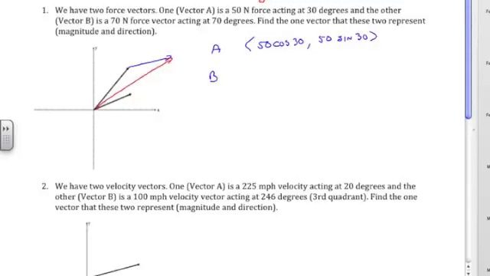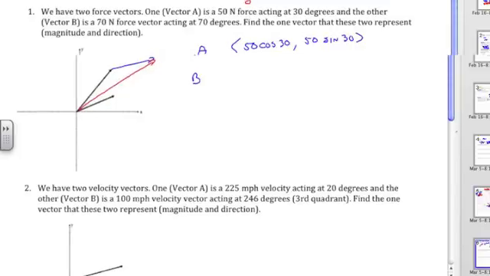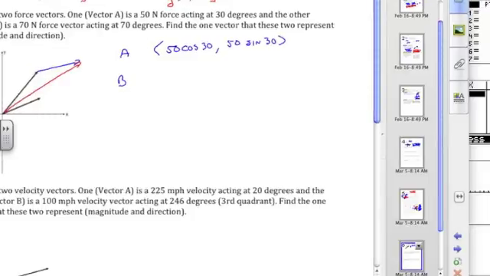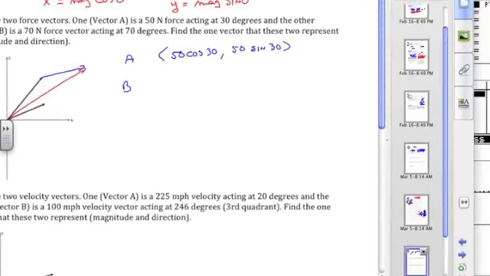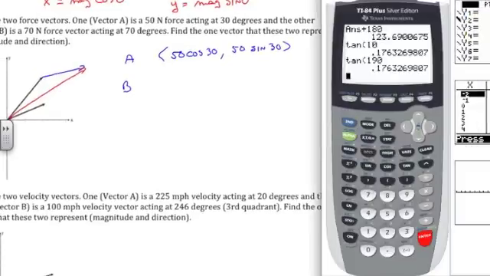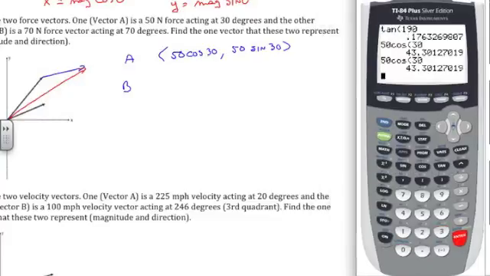Now those are ones that we can do ourselves, but for most of these, just go ahead and put them in your calculator because we're going to get rounded answers anyways. So I'm going to do 50 cosine of 30. So I get about 43.30.